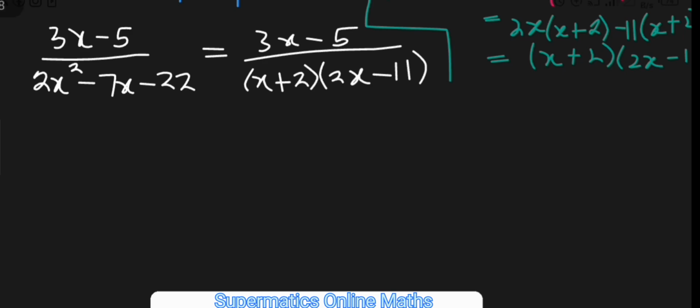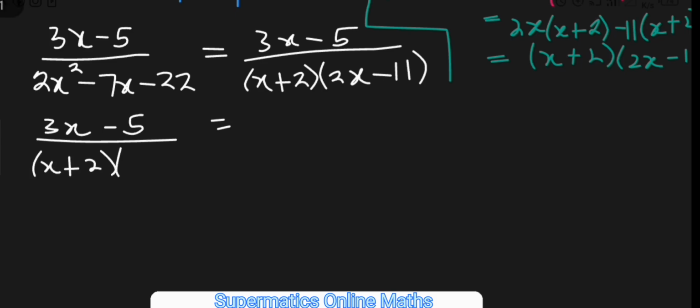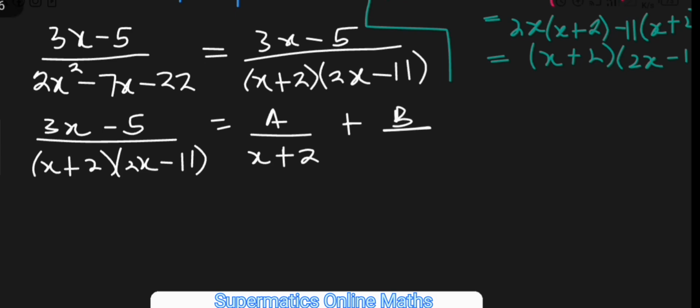Then to find the partial fractions, we can write (3x - 5)/((x + 2)(2x - 11)) as A over (x + 2) plus B over the second factor, (2x - 11). Now our aim is to find the constants A and B.